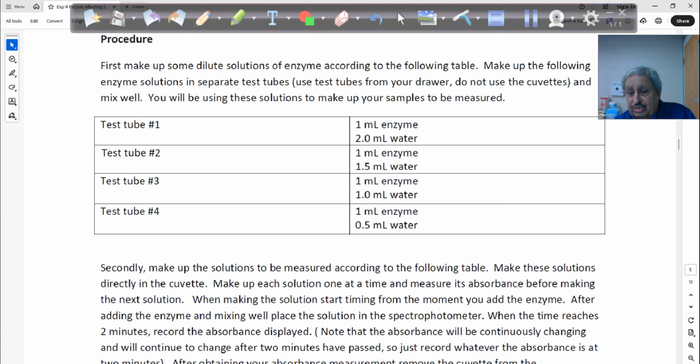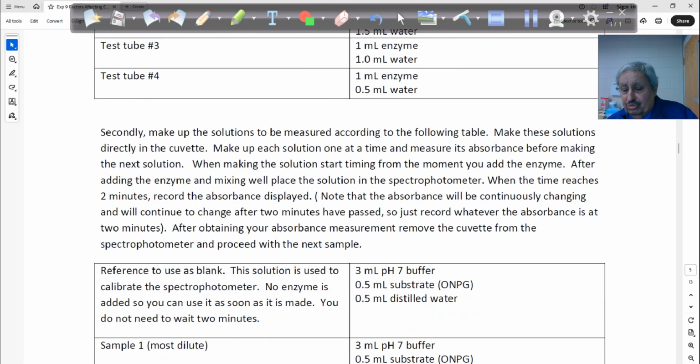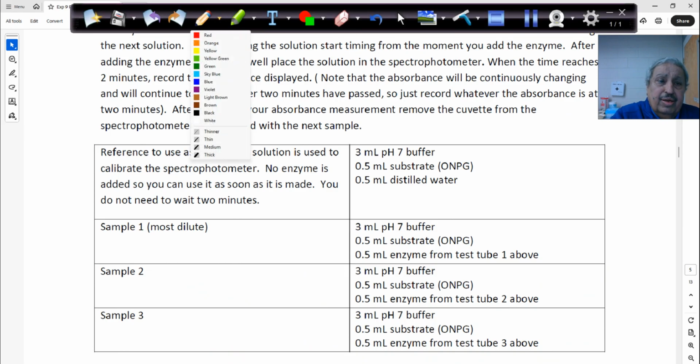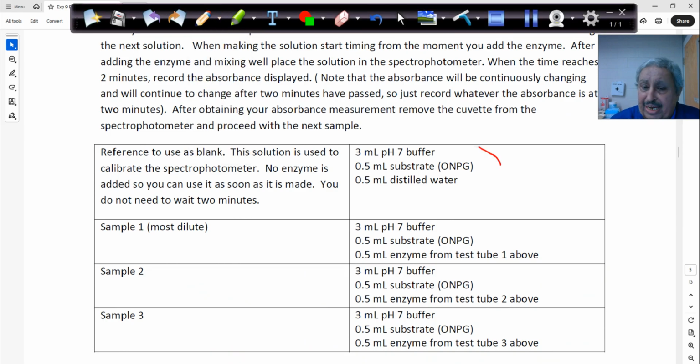Those are the 4 test tubes with 4 different concentrations of the enzyme solution. The enzyme is fixed at 1 ml, 20 drops, but the amount of H2O is decreasing. Test tube 1 is the most diluted, and test tube 4 is the most concentrated. Now, this is our blank. We have to start our SPEC 20 by entering the blank.